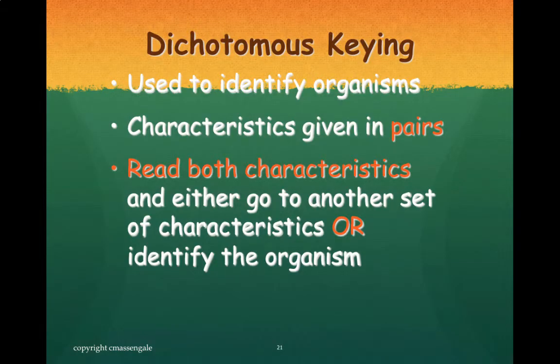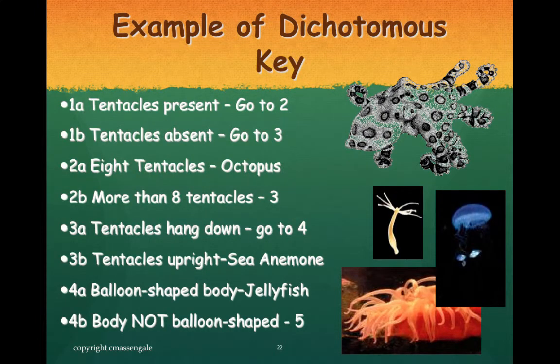Dichotomous keying is used to identify organisms. Characteristics are given in pairs, and you read both characteristics and either go on to another set of characteristics or you identify the organism. And here is an example.